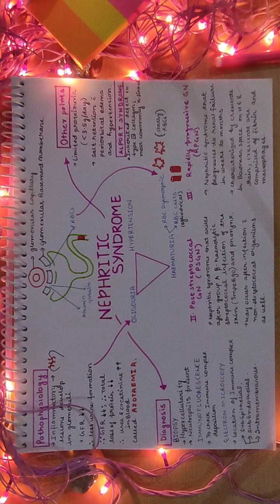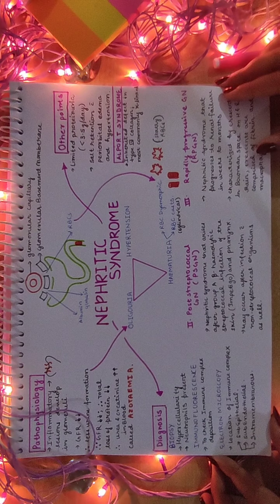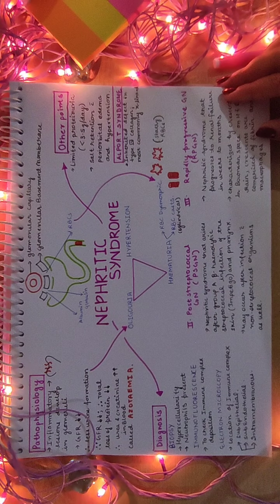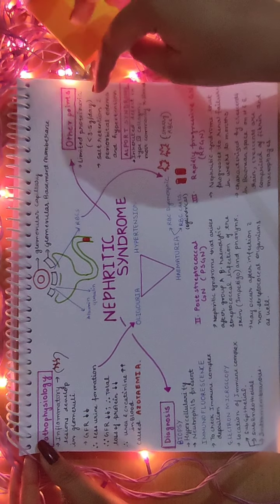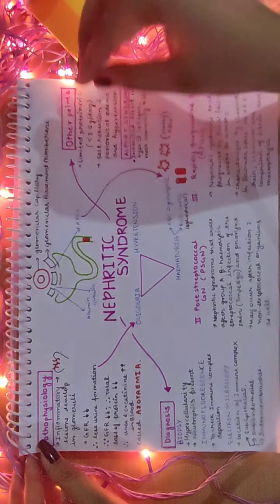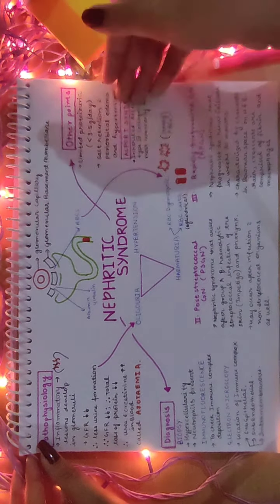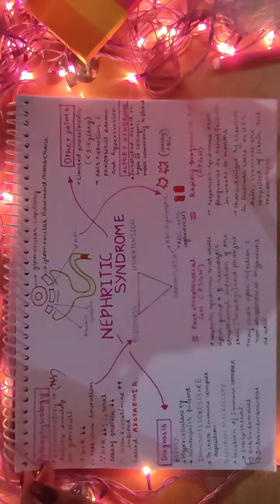So this is a mind map that I have prepared to explain it to you guys so that it would be easy to understand while keeping it short. So here's the pathophysiology and here's diagnosis, and these are some other important points about nephritic syndrome, and these are some types of nephritic syndrome. So it gets easier when you make a mind map. So I will explain it to you guys now.